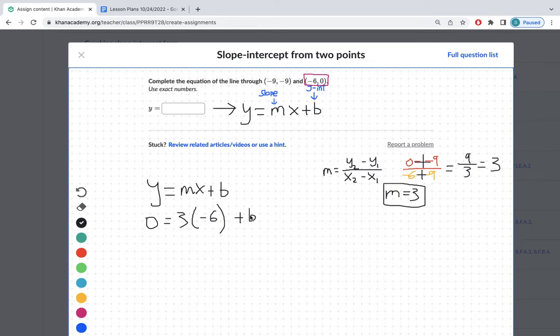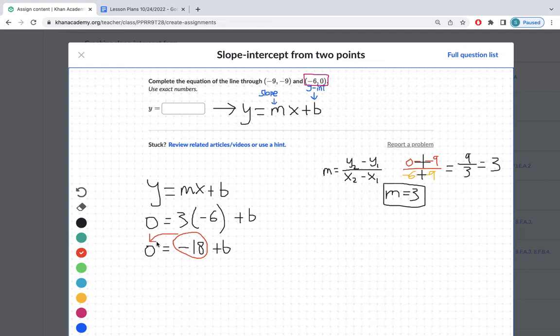So from here, we're just going to solve this equation. 0 equals 3 times -6. We have a positive number times a negative, and a positive times a negative is always going to equal a negative number. From there, it's just 3 times 6, which is 18. So -18 plus b. From here, we want to get b by itself, right? We want an equation that says b equals whatever, because that's going to tell you what our value for b is. So what we have to do is somehow get this -18 over here.